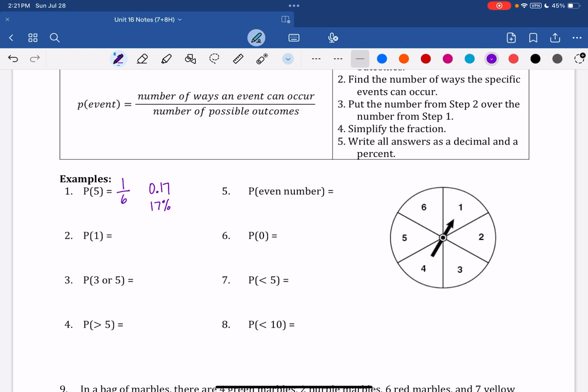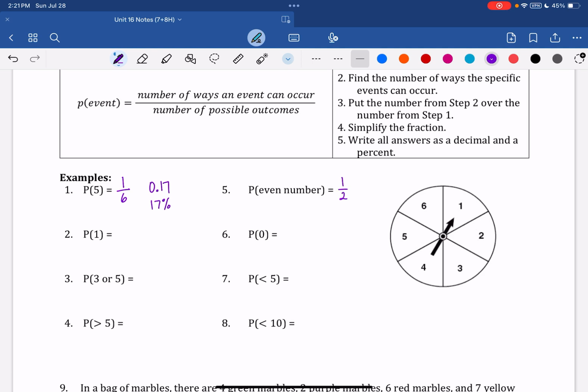What's our probability that it's an even number? 2, 4, and 6. That's half of the numbers. So that's 0.5 or 50%. Probability of rolling a 1. That's a 1 in 6 chance again. Probability of getting a 0. There's no 0 on that spinner. That's not going to happen.